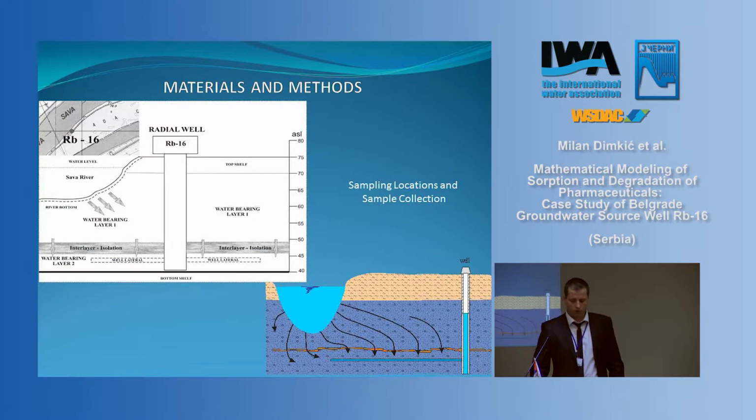Also, you saw this picture. This is a radial well. This is interlayer isolation, and that is the semi-permeable layer. Also, on this picture, you can see the semi-permeable layer. So, when the pharmaceuticals go from the river to the well, some part of them go to this layer. Some of them are dissipating along the area.